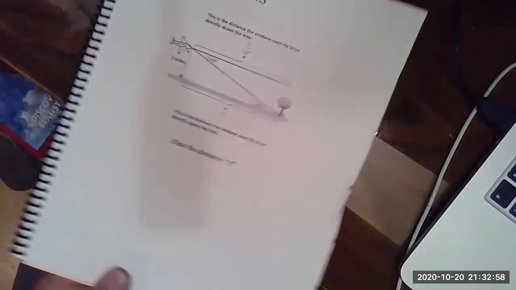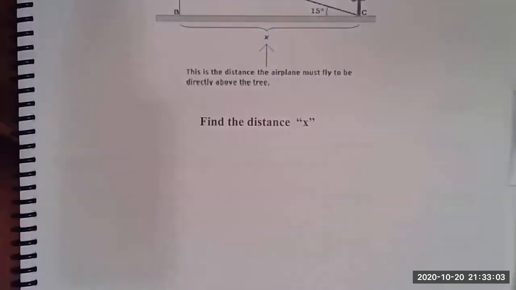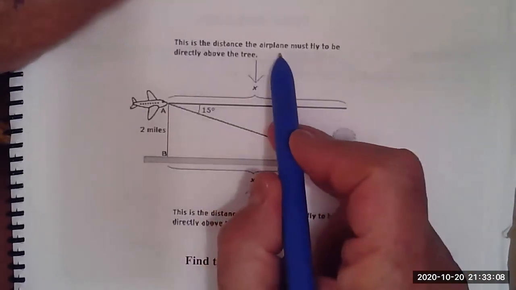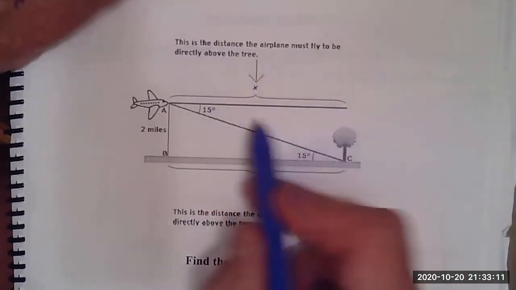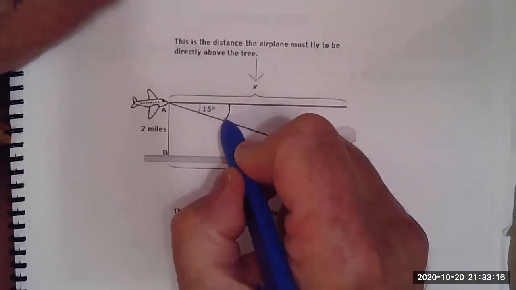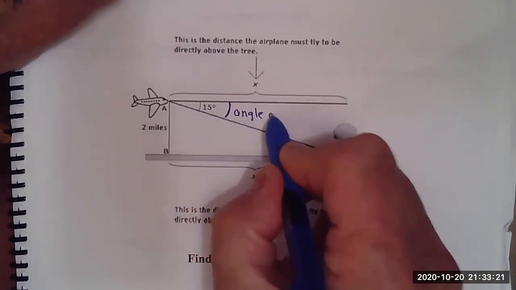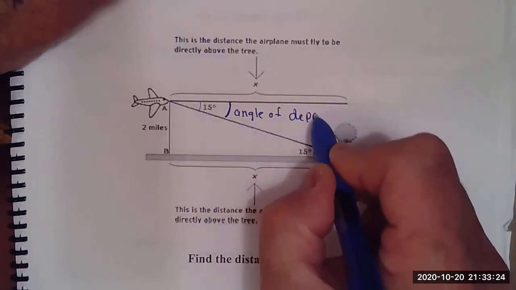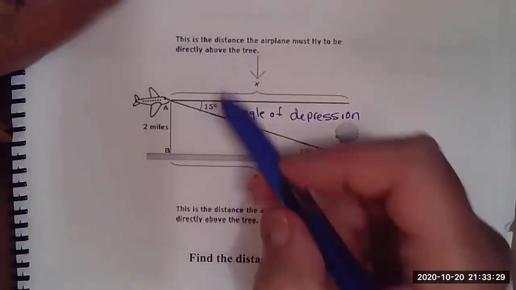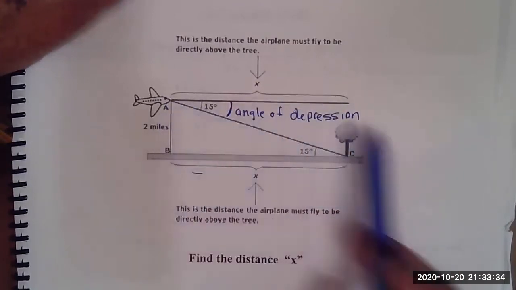Okay, one more, I think. Yep, one more. Okay, this is the distance the airplane's got to fly to be directly above the tree. All right, so this right here is going to be the angle of depression, from the plane to the tree. Okay, if this is 2 miles, how far is this, which is the same distance as this?